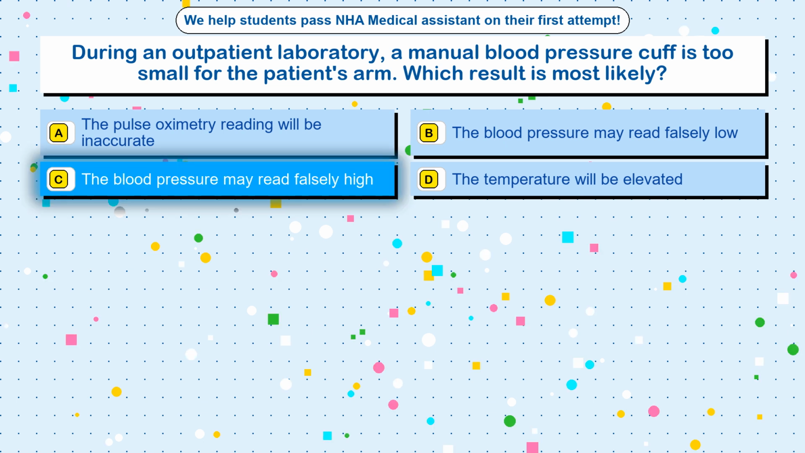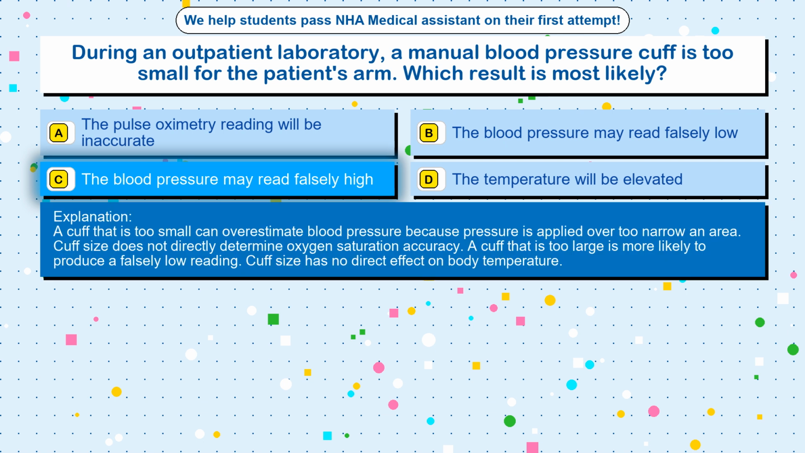The correct answer is option C. The blood pressure may read falsely high. A cuff that is too small can overestimate blood pressure because pressure is applied over too narrow an area. Cuff size does not directly determine oxygen saturation accuracy. A cuff that is too large is more likely to produce a falsely low reading. Cuff size has no direct effect on body temperature.